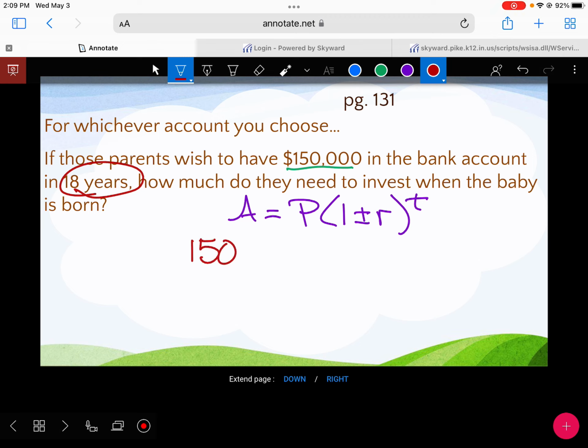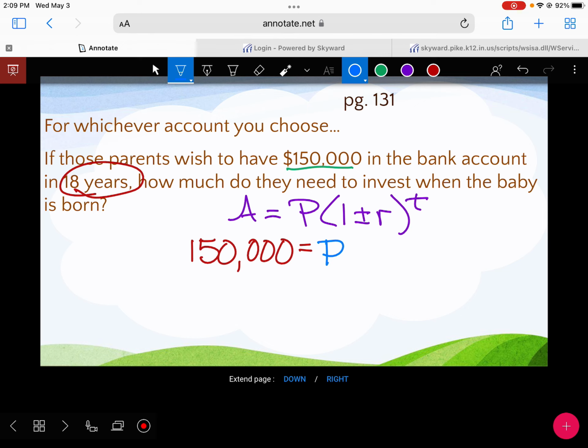$150,000, right? That is the final amount we want to have. That equals P. Do we know what P needs to be? No, that's what we need to solve for. So P is going to stay as P.